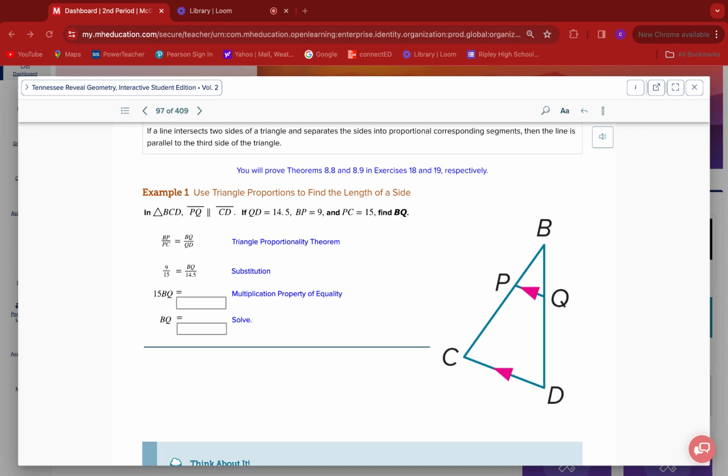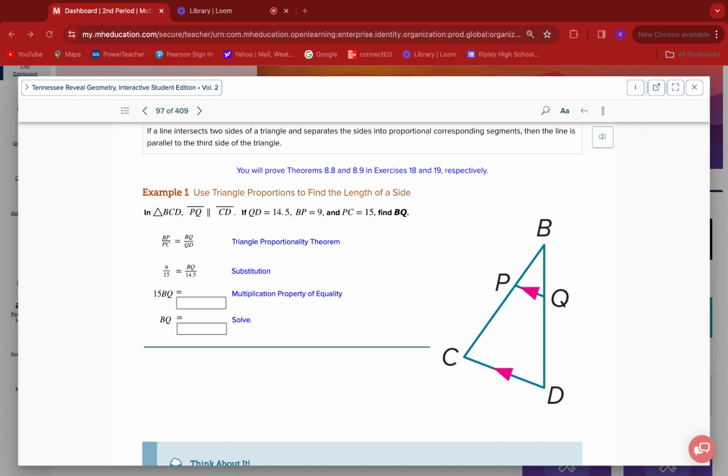All right, so if you're a visual person like myself, it doesn't hurt to kind of put this stuff in. All right, so left goes with left. 9 goes with 15. Right goes with right. The unknown goes with 14.5. And then, of course, they're going to cross multiply and solve. All right, so let's do that. Let me go back and erase this because you can't see it. All right, so we're going to cross multiply and solve.